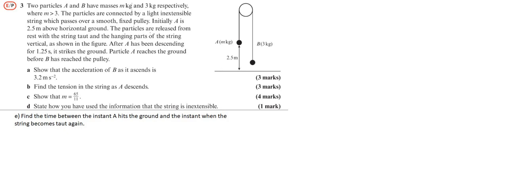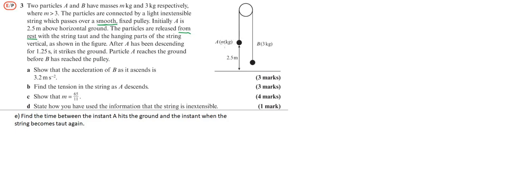Okay, so here's a pulley question from mechanics. Two particles A and B are suspended over a smooth fixed pulley. Remember basically that the smooth part is important because we're making assumptions. A is 2.5 meters above the ground, and the particles are released from rest. Again, remember that's important because from rest means the initial velocity is going to be 0. With the string taut and the hanging parts of the string vertical, as shown by the diagram.